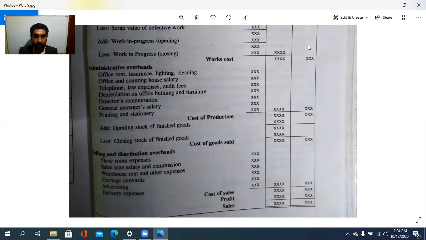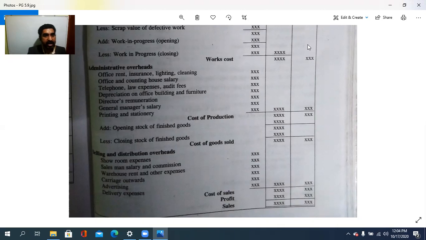With the cost of goods sold, we need to add the selling and distribution overhead, like showroom expenses, salesman salary and commission, warehouse rent and other expenses, carriage outwards, advertising, delivery expenses, etc. We will get the selling and distribution overheads total. We add this total to the cost of goods sold. We will get the cost of sales or total cost.